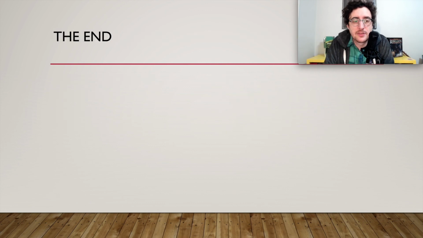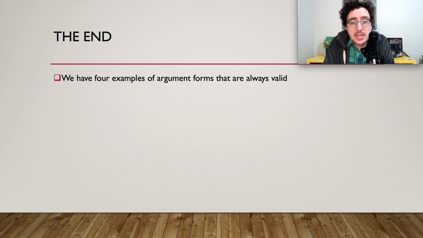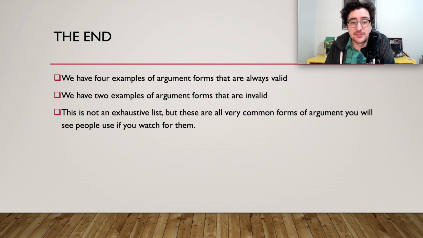So that's it for this video. We've discussed 4 examples of arguments that are always valid, and we have 2 examples of argument forms that are invalid. And that's not an exhaustive list. I mean, there's an infinite number of valid forms and there's an infinite number of invalid forms.